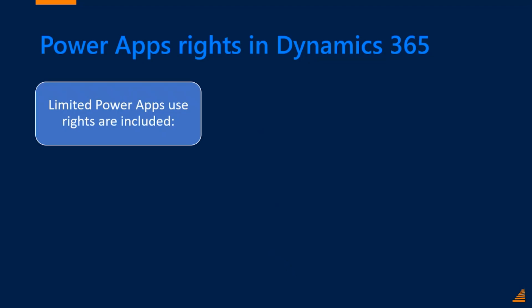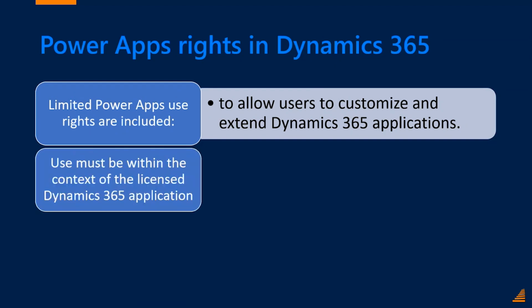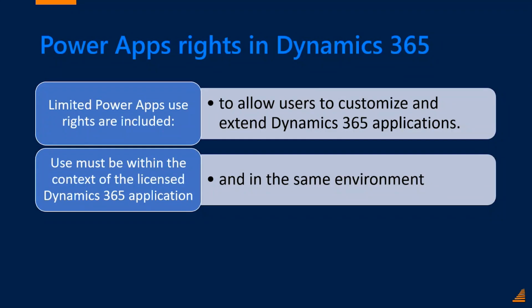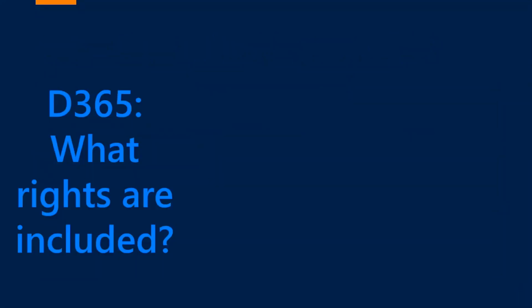So what we look at here: the rights that you get allow you to customize and extend Dynamics 365 applications when those rights come with a Dynamics 365 license. The use has to be within the context of that Dynamics 365 application, and it has to be within the same environment. And the use rights are different between standard Dynamics 365 licenses and enterprise Dynamics 365 licenses.